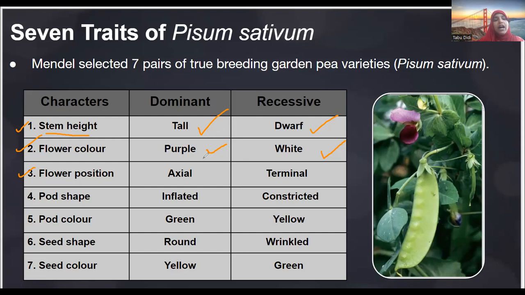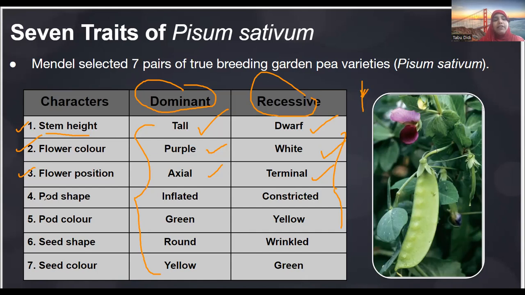The flower color is either purple or white. Now you can see this table talks about the dominant characters, and all these are the recessive characters. Flower position is either axial or terminal. This is the plant: terminal is at the top and axial is somewhere in between.